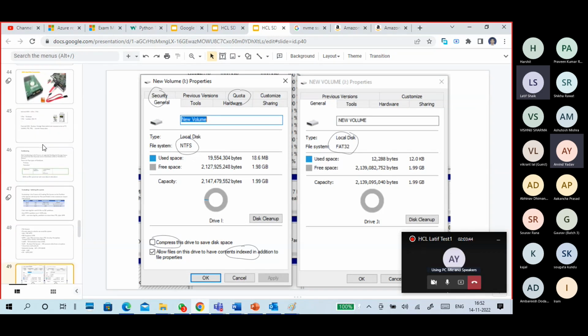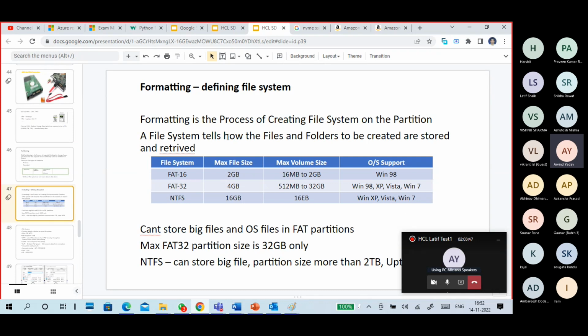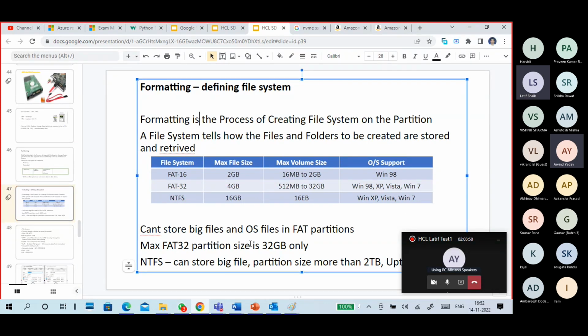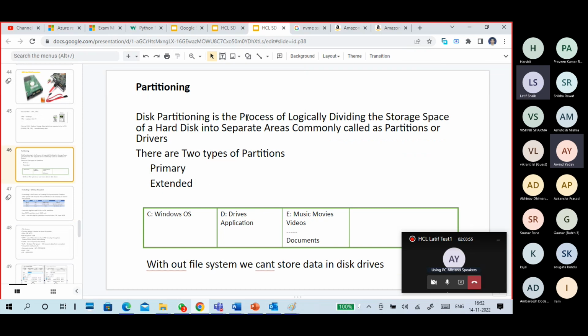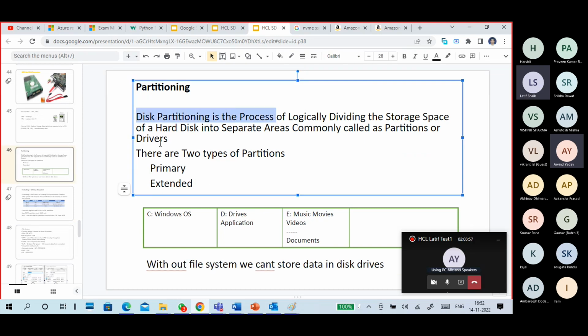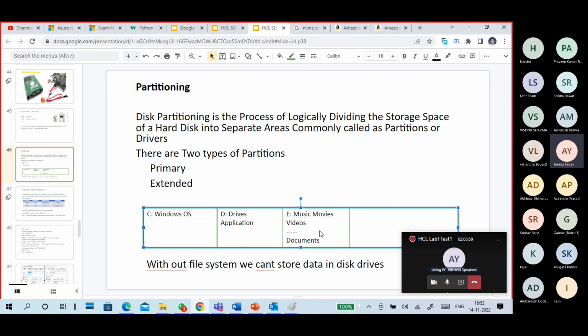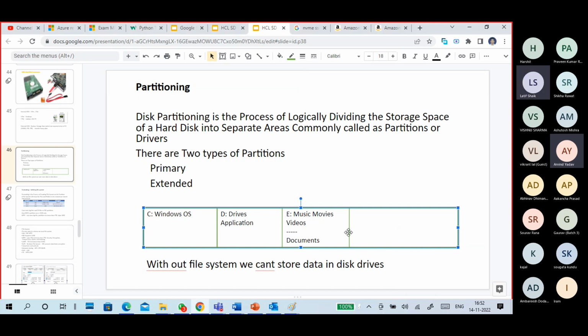Okay, yes, file system. Of course, this is about a partition. I already showed a partition. Any partition, you take a partition. Why do we need a partition? To store data, either it is an operating system or applications or drivers, music files, video files, or documents.